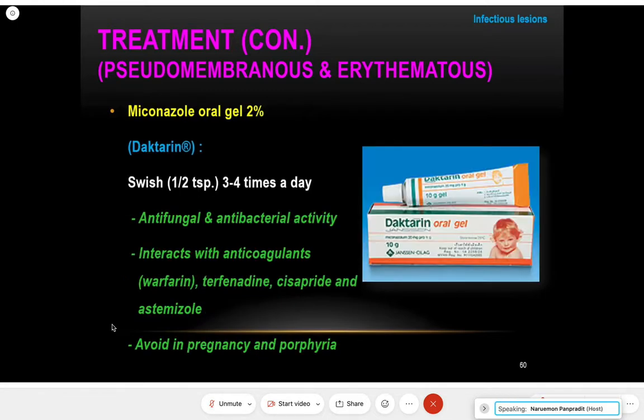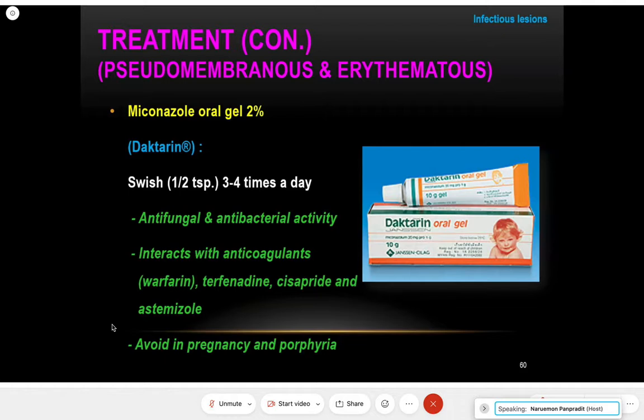And the next choice is miconazole oral gel 2%. This is a gel, not a very thick gel; it's like a little watery gel. So you can prescribe it to apply to the area of the candidiasis if it is not covering the oral mucosa in general or overall.